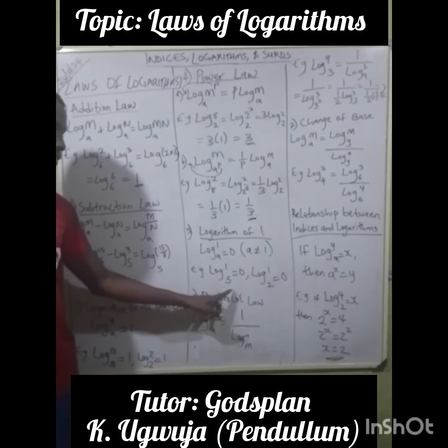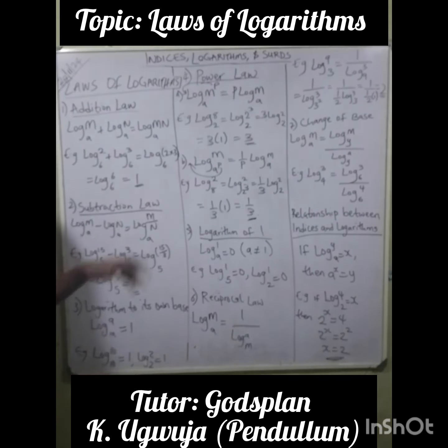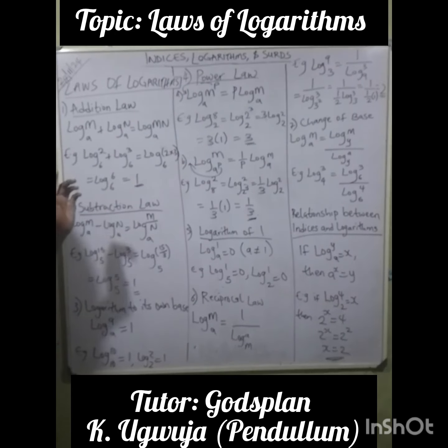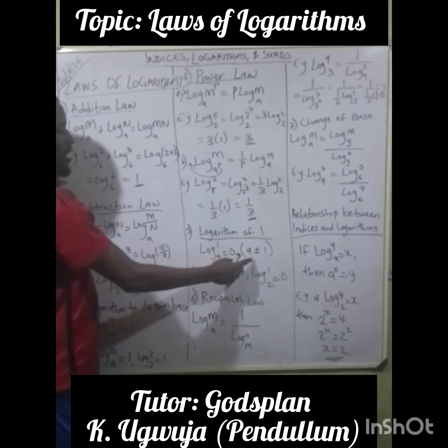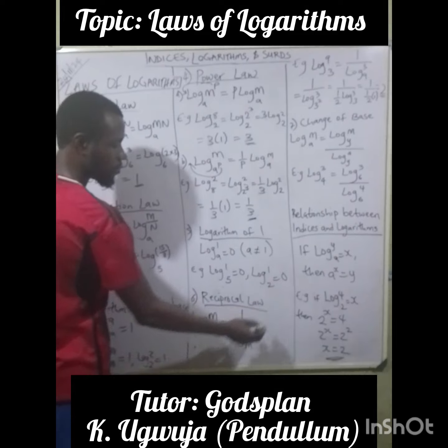So log 1 base 5 is 0, log 1 base 2 is 0, log 1 base 10 is 0, log 1 base 3 is 0, log 1 base 100 is 0. Logarithm of 1 to any base apart from 1 is 0. That's why we say that A here cannot be 1. For any other number, the logarithm of 1 to the base of that number is 0. Alright? Then we have the reciprocal law.